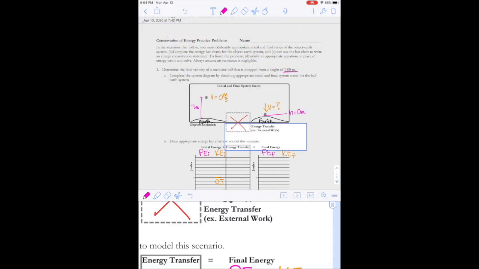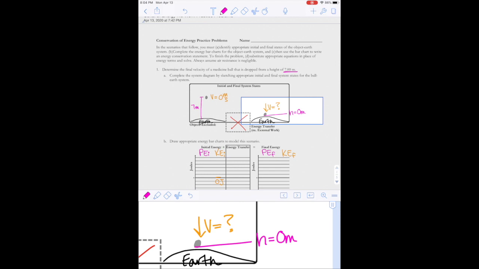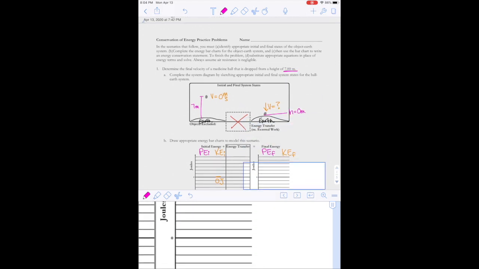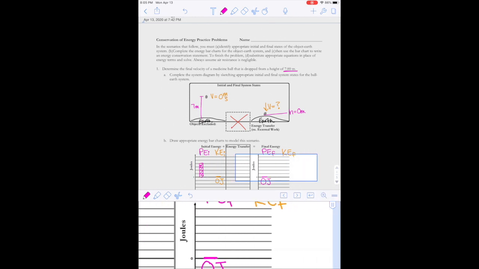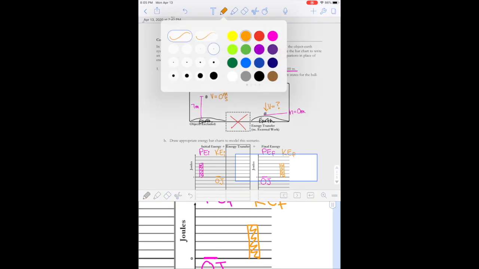Then I'm going to look over at the end. Are there any zeros? Sure enough, there's a height of 0. I know that anytime there's a height of 0, 0 joules is my potential energy. So I can fill those right in. Now, I know I'm going to have some potential energy, 7 meters tall, so I'm just going to estimate, let's say that's about 4 bars worth of energy. And since I know my energy has to be conserved, that means I must have about 4 bars of kinetic energy at the end.